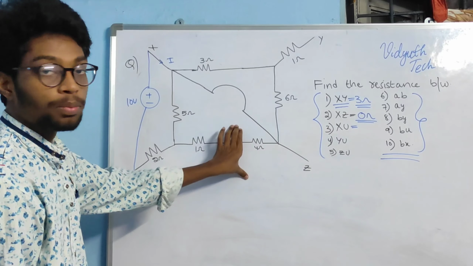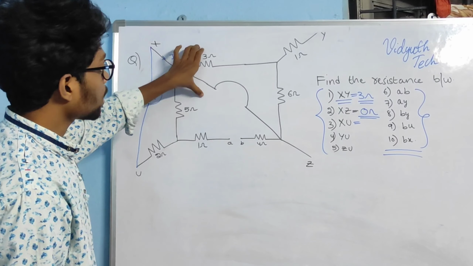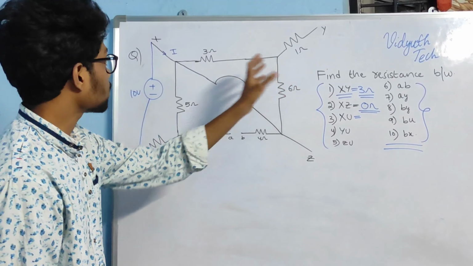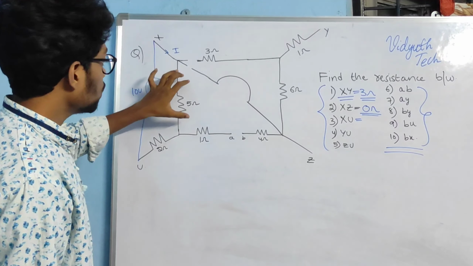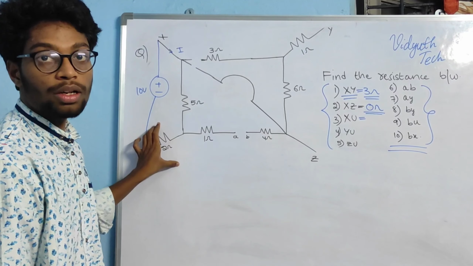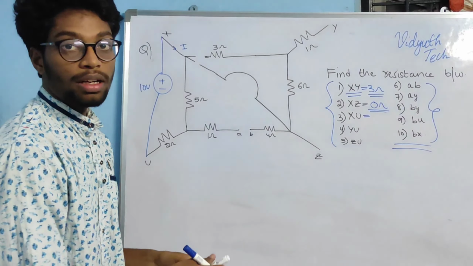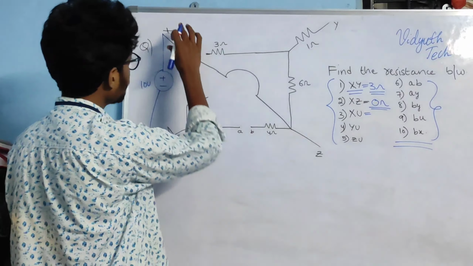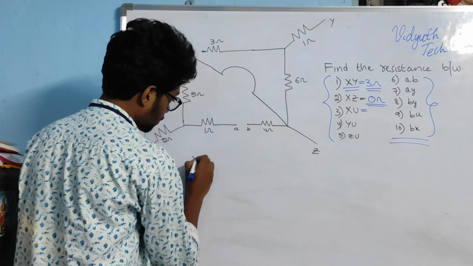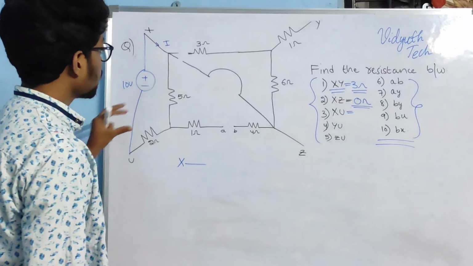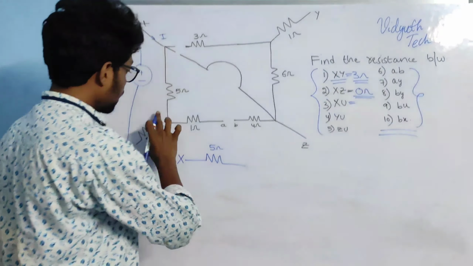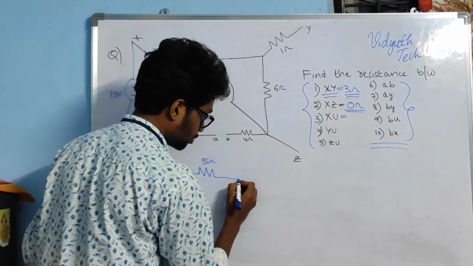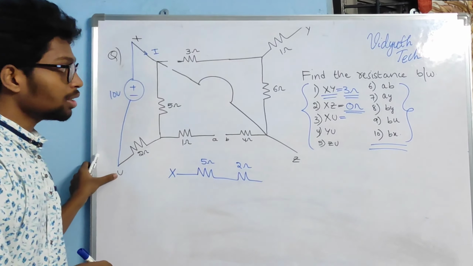But here you can see the open circuit. So current will not be flowing through this path. So take it out from the circuit. Okay, only these two resistances are available over here. Okay, this can be taken out. So I am taking external. Okay, here is the 5 ohm resistance and 2 ohm resistance. Here you can see the U terminal.